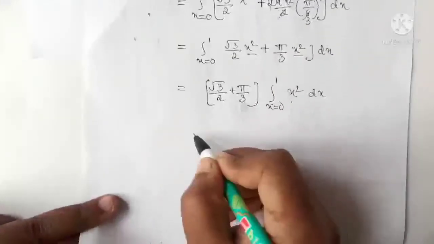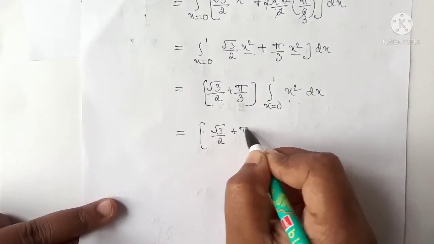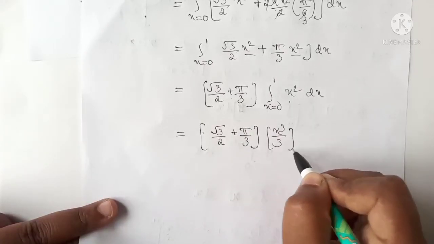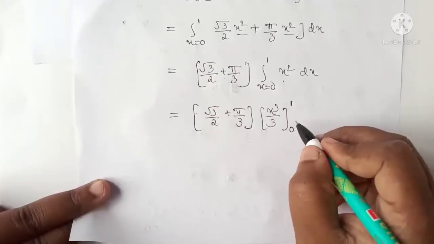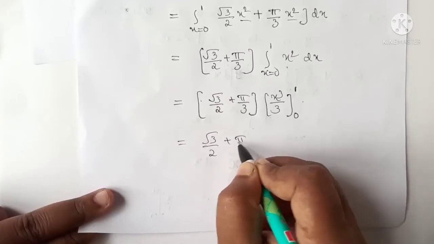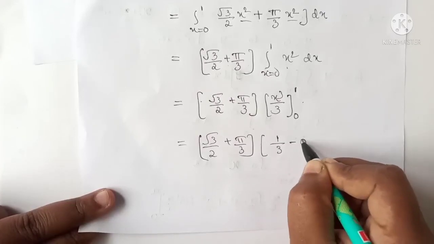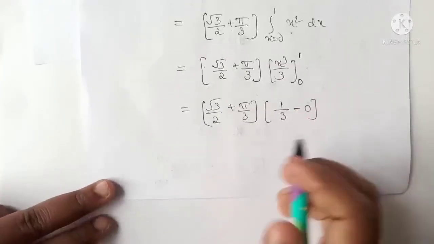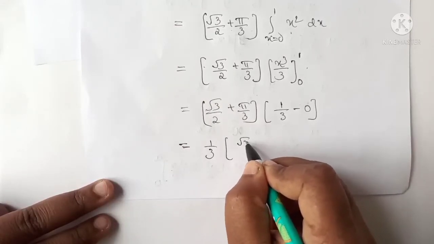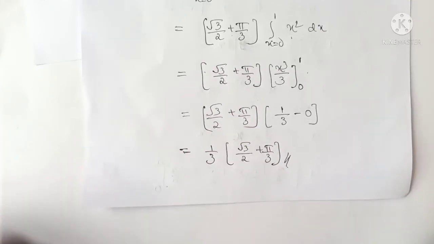Now integrating this one, we get root 3 by 2 plus pi by 3 times the integration of x square, that is x cube by 3, and the limits are 0 to 1. So simplifying, root 3 by 2 plus pi by 3, limits are 1 by 3 minus 0. So we get 1 by 3 times root 3 by 2 plus pi by 3. So this is the required answer.